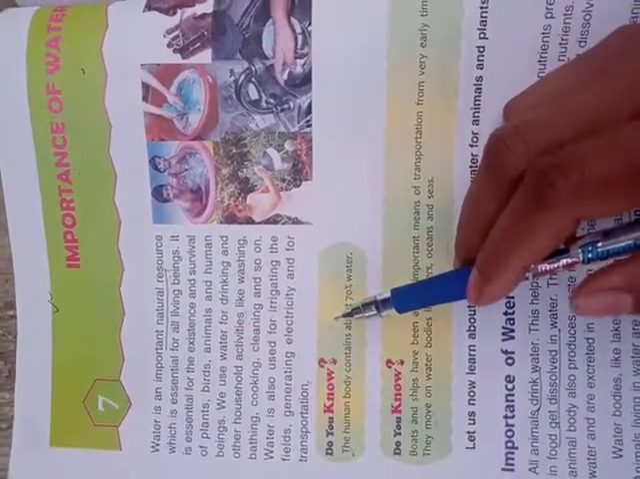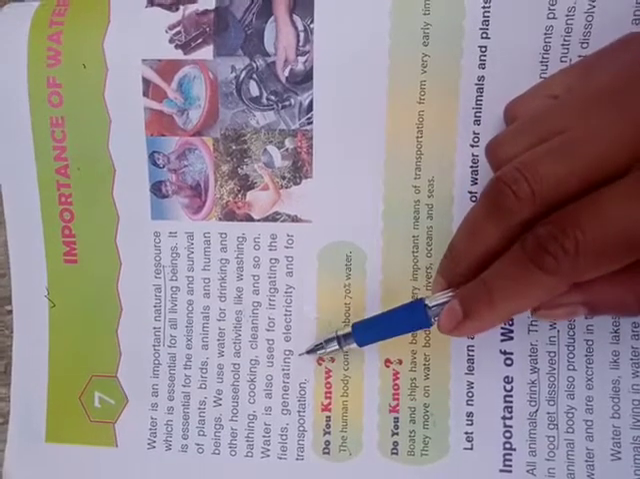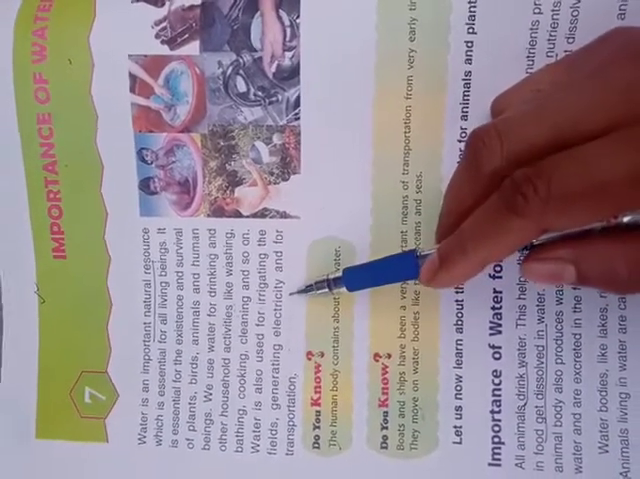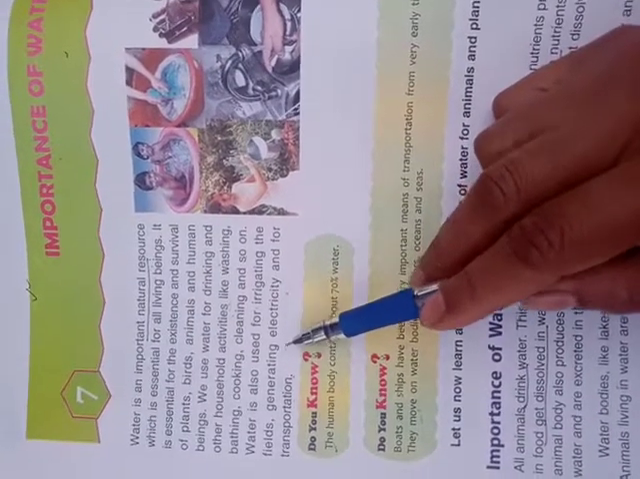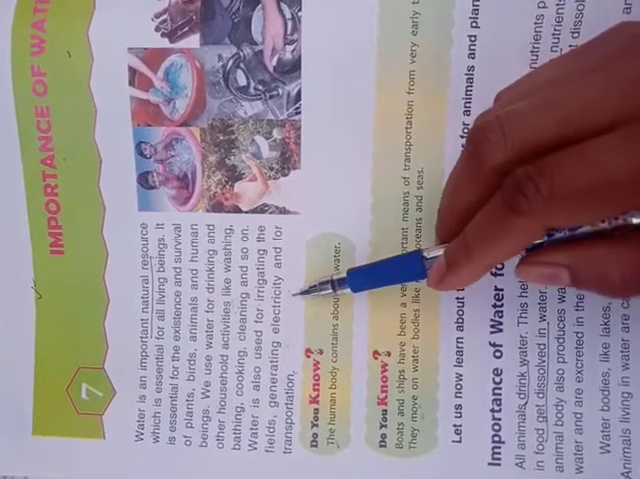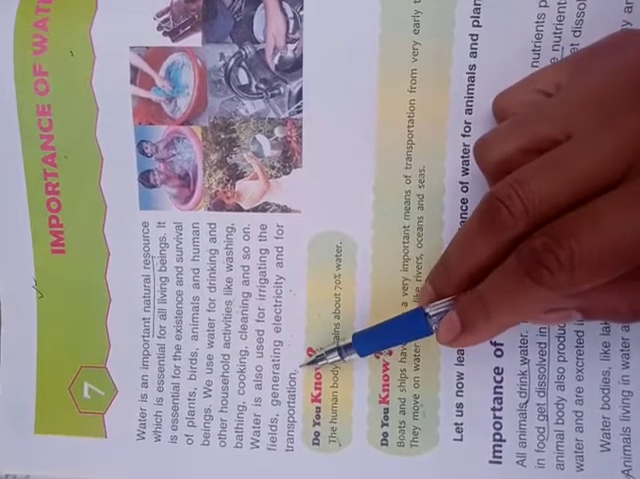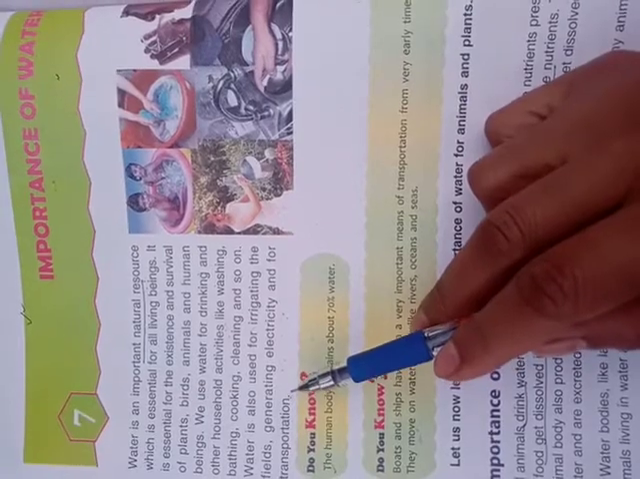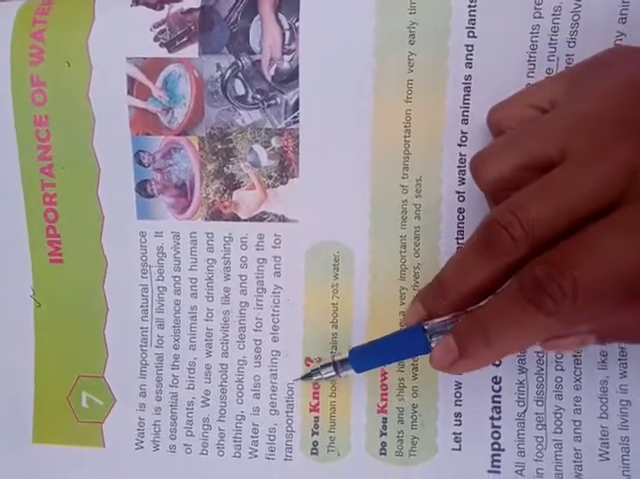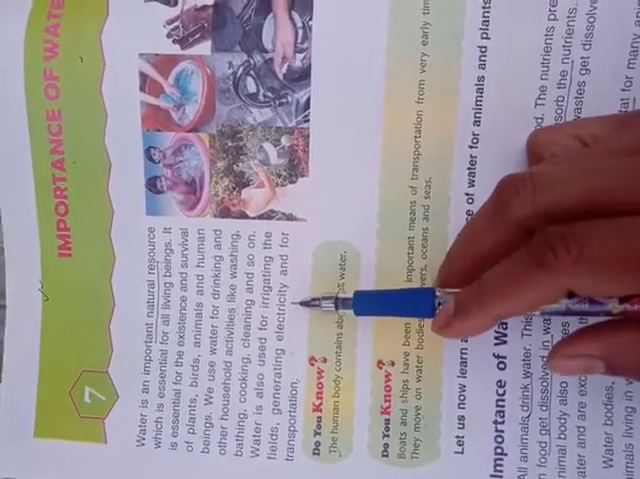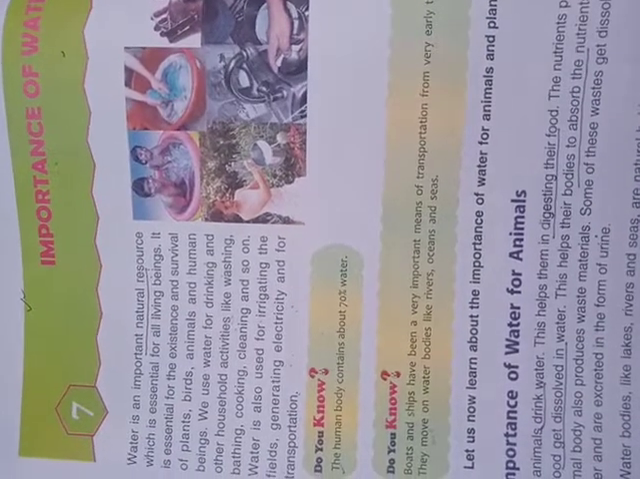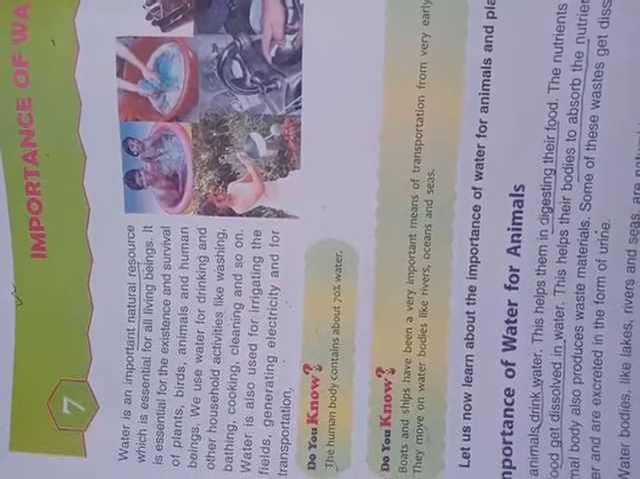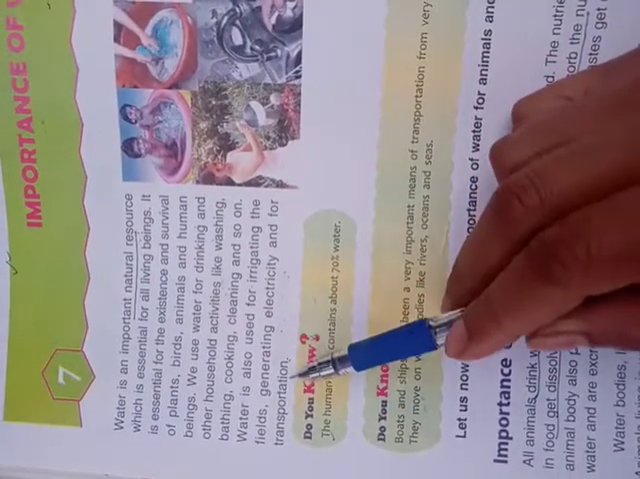Then generating electricity: in modern countries there is a large consumption of energy. From where do we get energy? One way is electricity, and there is hydroelectricity, which means generation of electricity with the help of water. Then transportation: you have seen ships, navigation, marines, cruises. For all transportation we need water. Among the three, airways, waterways, and roadways, waterways is the cheapest way. So you can see how important a role water plays.